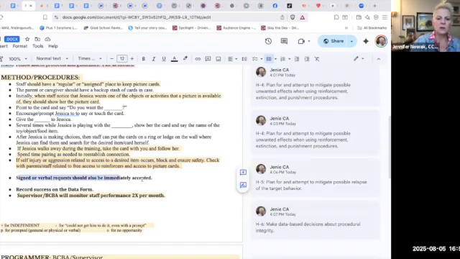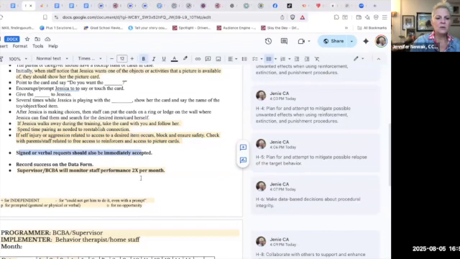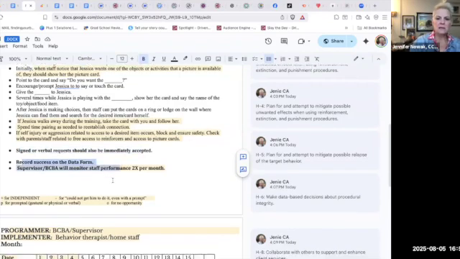Why is it coming back? And then there's a note here for staff that says signed or verbal requests should also be immediately accepted. So yes, we're looking at using the picture cards, but if she happens to say ball, give her the ball. If she happens to say ball with a sign because she's learned that in years past at school, because functional communication has been her primary goal for a long time, we will also take that. And then we're going to record data.